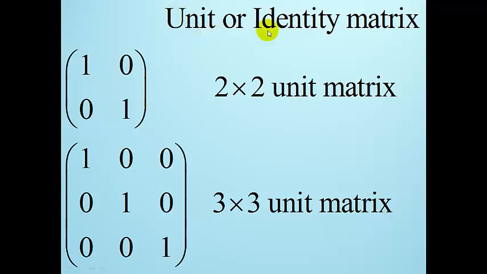Now we have the unit or the identity matrix. When you say unit, we mean 1. Now the unit or the identity matrix is a matrix with ones along the diagonal, as you can see. So we have ones along the diagonal. This is a 2 by 2 unit matrix. And for the 3 by 3 unit matrix, you also have ones along the diagonal as shown.